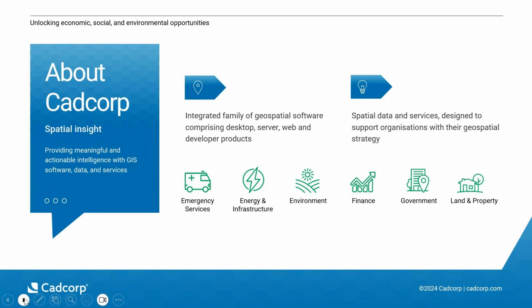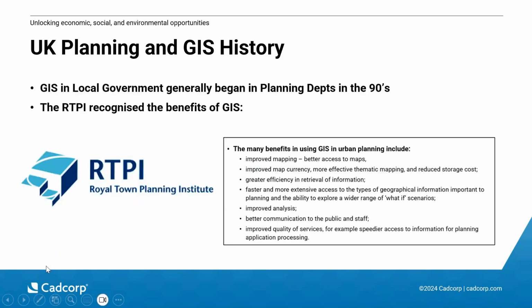As a bit of a brief history, in terms of UK planning and GIS. GIS in local government generally began in planning departments in the 1990s, and GIS teams sat within planning departments. And it was about this time, 1995, that CAD Corp formed as a GIS software developer.